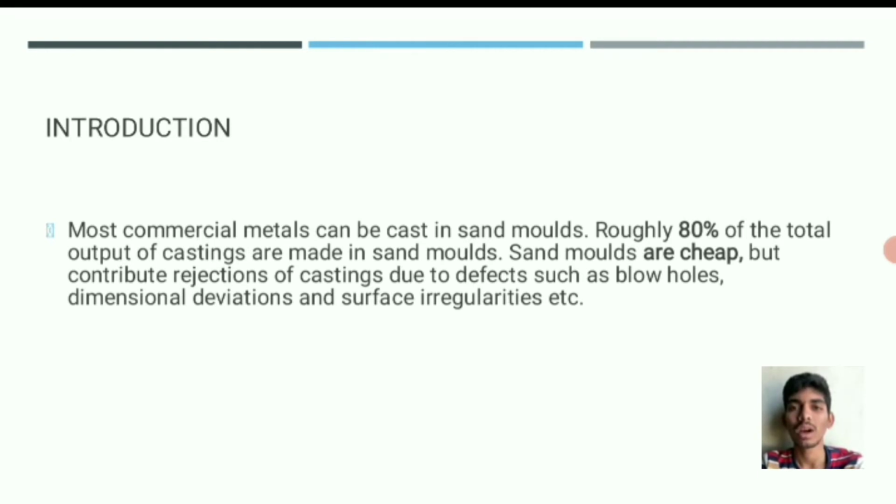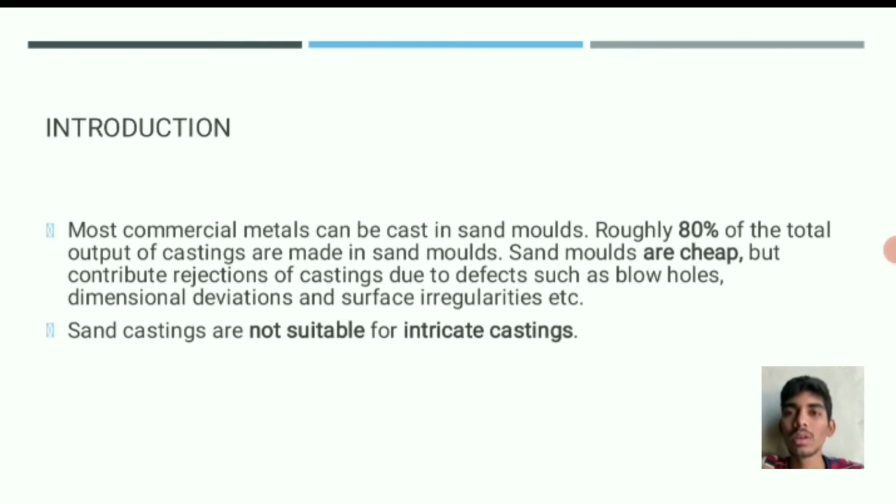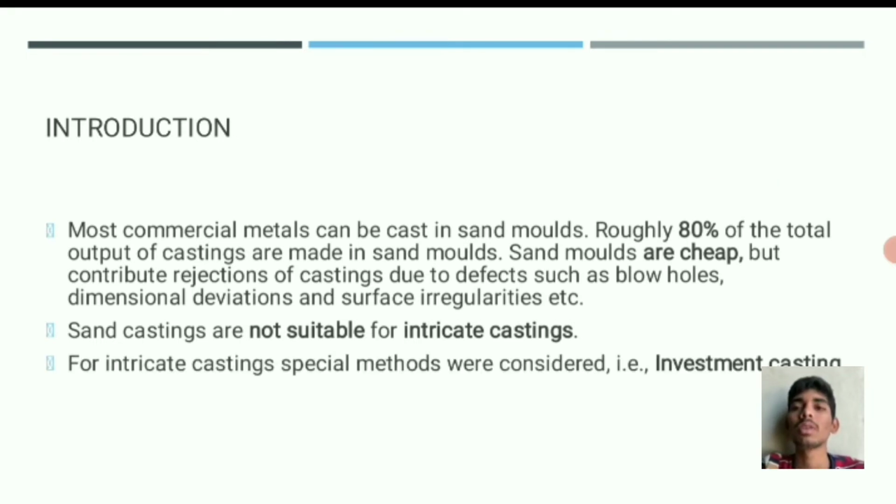Most commercial metals can be cast in sand molds. Roughly 80% of the total output of castings are made in sand molds. Sand molds are cheap but contribute to rejections of casts due to defects such as blowholes, dimensional deviations, and surface irregularities. Sand casting is not suitable for integrated casting, and as you know, for integrated casting, special methods are considered.